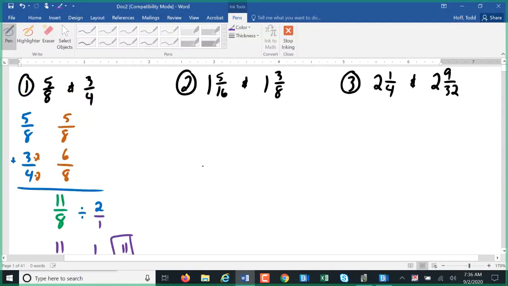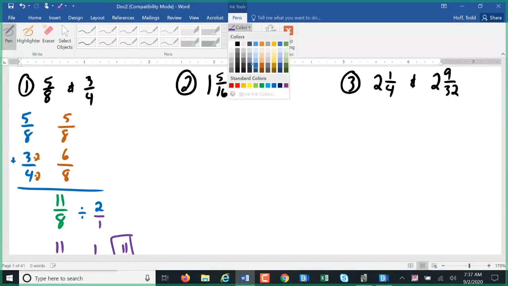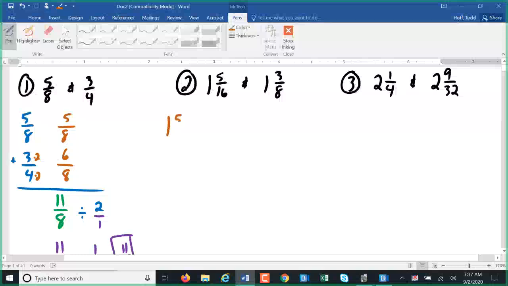Now these next two, I added a little twist from yesterday. Rather than just being the fractions, I put a whole number in front of them. So with the first one here, we have 1 and 5/16. Then we're going to add that to 1 and 3/8.